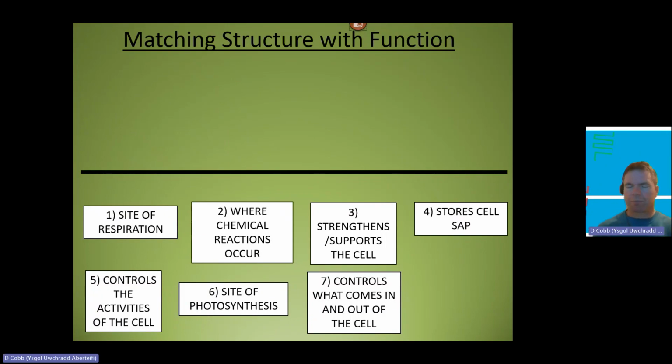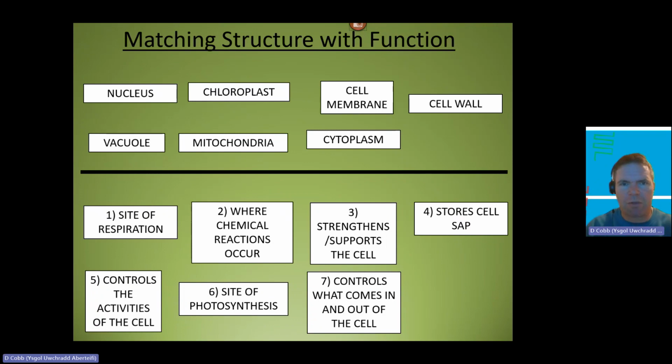Now, if that was a struggle, maybe it would be easier if I added these names on to allow you to match things up. So what goes with what? Hopefully you can see now differently. You can see our site of respiration matches up with the mitochondria. The chemical reactions occur inside the cytoplasm. It's the cell wall which strengthens or supports the cell. The vacuole is what stores the cell sap. The nucleus controls the cell's activities. It's a chloroplast, which is the site of photosynthesis. And it's the cell membrane which controls what comes in and out of the cell.